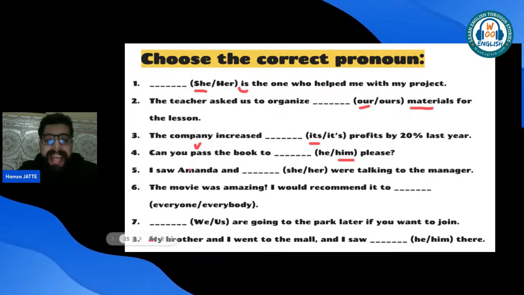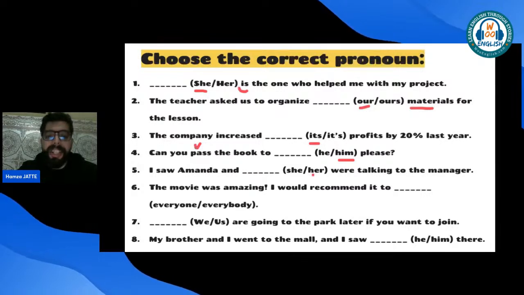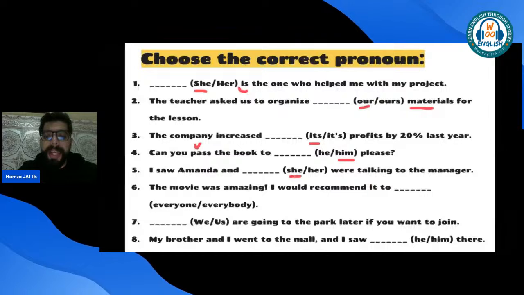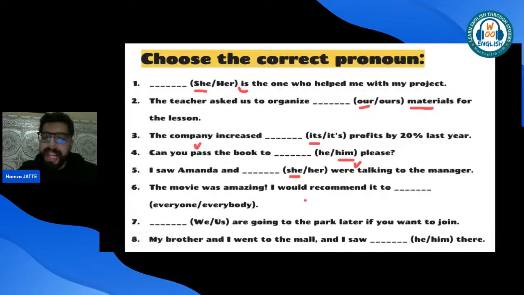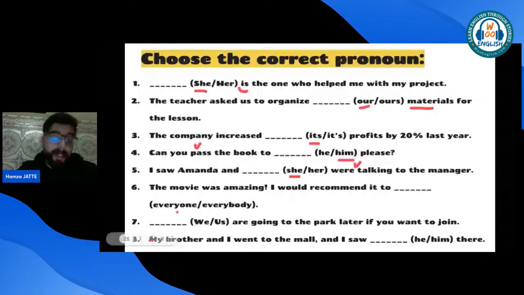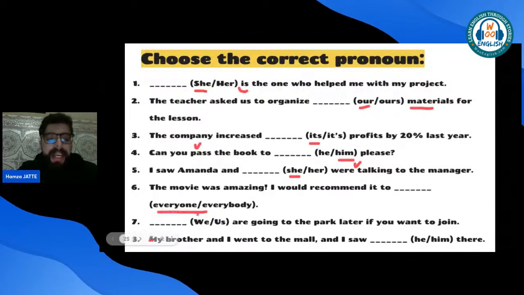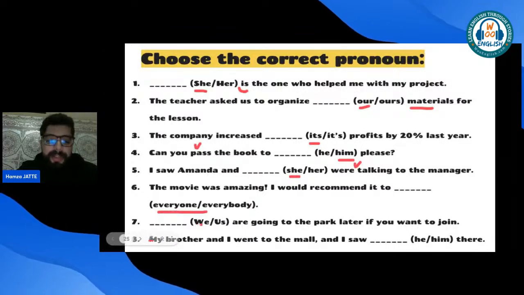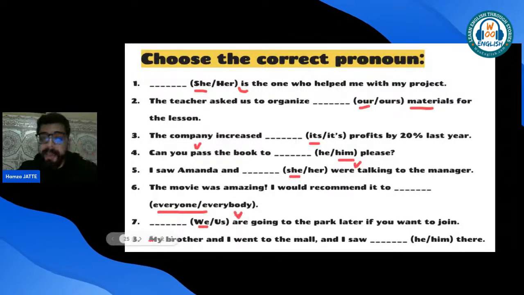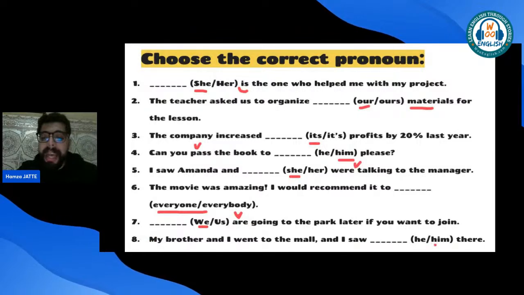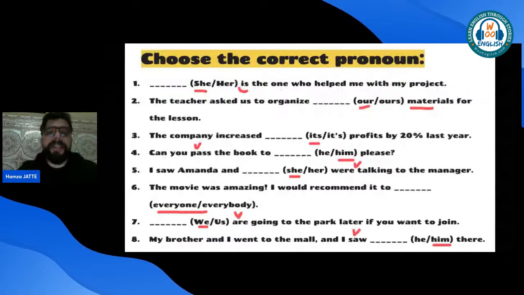I saw Amanda and her were talking to the manager. Normally, here we should use she because it's before the verb talking. The movie was amazing. I would recommend it to everybody or everyone. I think both of these are correct. Especially everyone, to everyone. I think it's clearer. It's more correct. We, us, going. So here, of course, are. So this is the verb. So before the verb, we always use the subject form. And finally, I saw him. So here, this is the verb. And after the verb, I should use the object form of the pronouns.